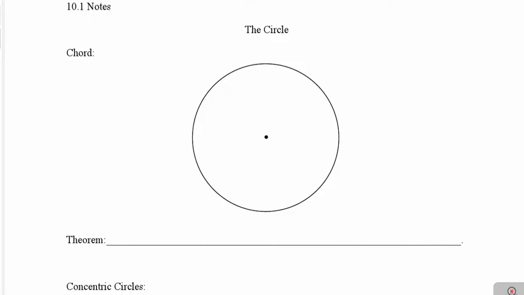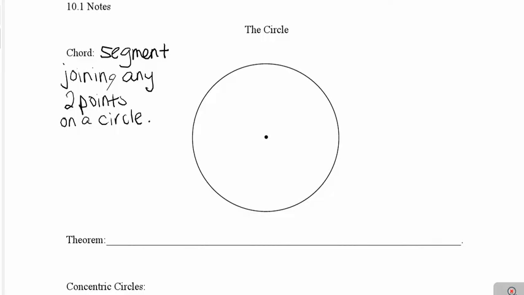Now, the definition of a chord is a segment joining any 2 points on a circle. So here's an example of a chord, because that segment is joining 2 points that are on that circle. So that's why this would be an example of a chord. It's connecting 2 points on a circle.